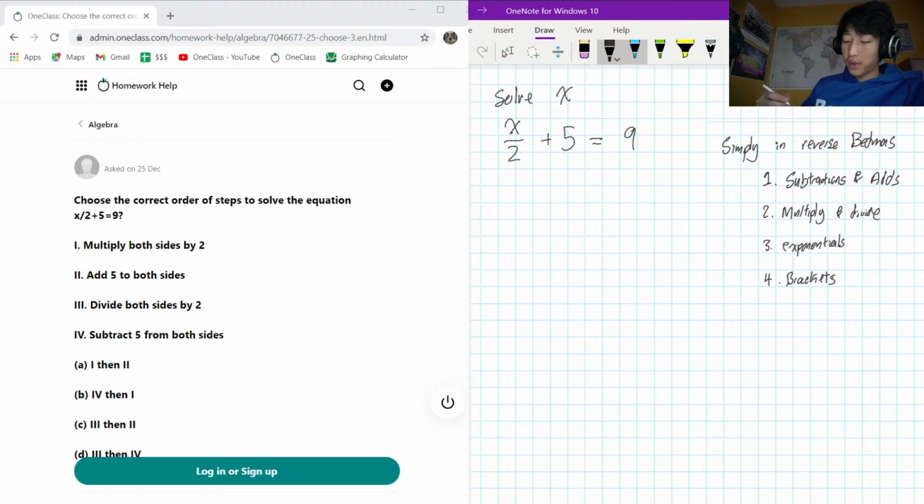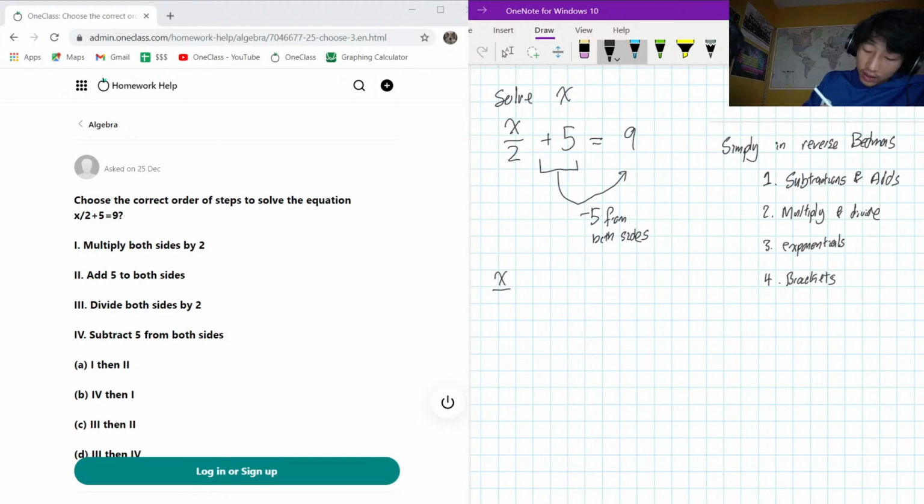Okay, so following this reverse BEDMAS process for simplification: the opposite of evaluation is getting the answer, simplification is isolating the stuff. So to isolate the stuff, you're going to want to do the reverse BEDMAS. So the first one that we want to do is bring this to the other side by subtracting 5 from both sides.